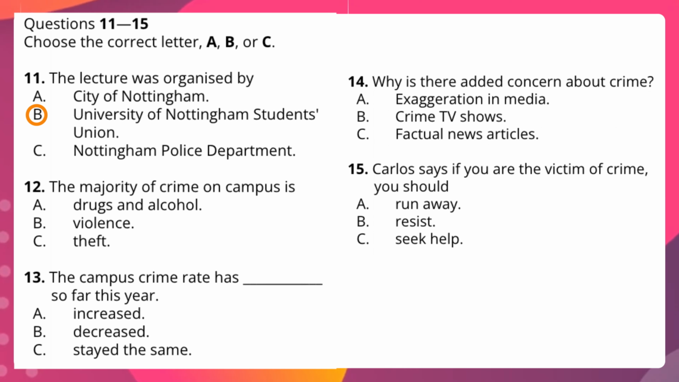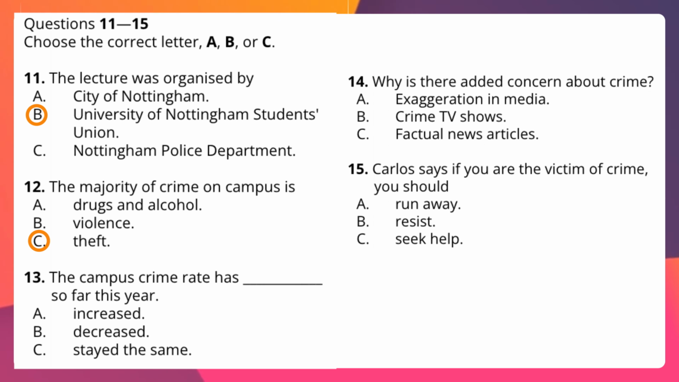And then finally, in question number 12, they clearly mentioned all the crime or the influence of the crime, let's say drugs and alcohol, but this was not in the majority. Violence, even this was not considered the majority reason or the main reason, but the majority of the crime on campus was because of theft. This particular option was clearly mentioned at the end.